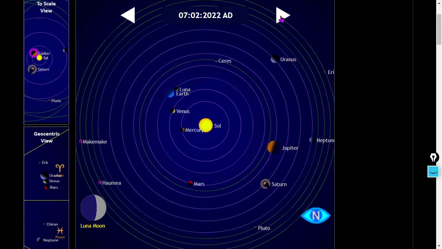Next, we'll show you 7 days of solar system forecast. Here's where planetary bodies are now. Here's where things will be in 1 week.